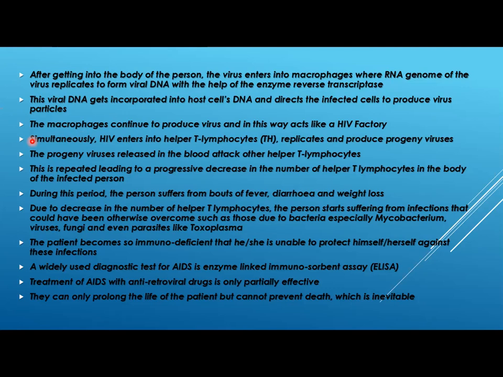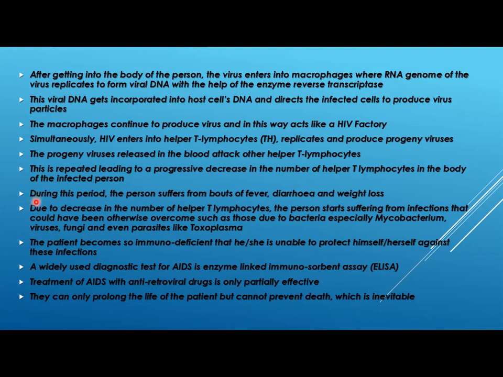Simultaneously, HIV enters into helper T lymphocytes, Th, replicates and produces progeny viruses. The progeny viruses released in the blood attack other helper T lymphocytes. This is repeated, leading to a progressive decrease in the number of helper T lymphocytes in the body of the infected person. During this period, the person suffers from bouts of fever, diarrhea, and weight loss.